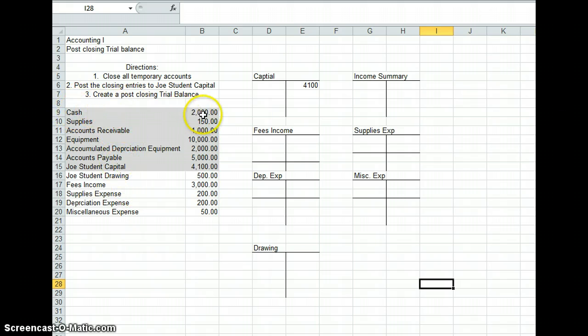The ones in gray are permanent accounts. They do not get a zero balance. They are not closed out in the closing process at the end of the period.